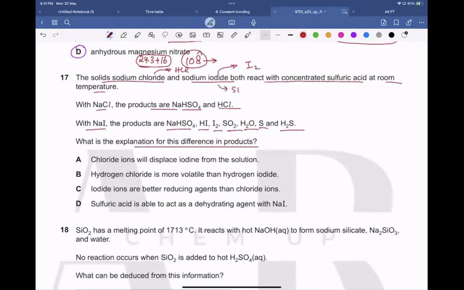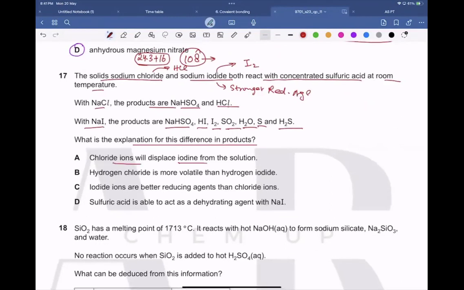It is the stronger reducing agent. Chloride ion will displace iodine from the solution. No, chlorine will displace iodide from the solution. So he is completely wrong. The more reactive halogen displaces the less reactive halide ions. Hydrogen chloride is more volatile than hydrogen iodide. Yes, it can. This is correct, but it is not explaining the above, because they are just talking about the boiling point.